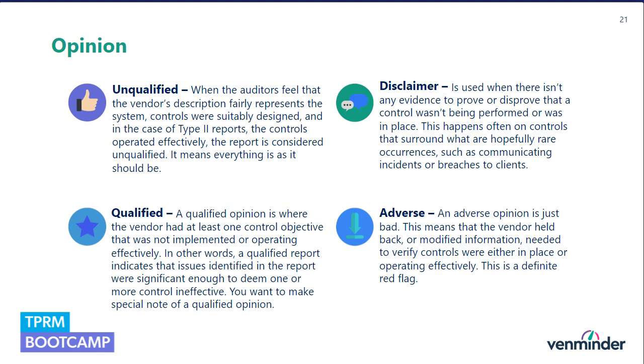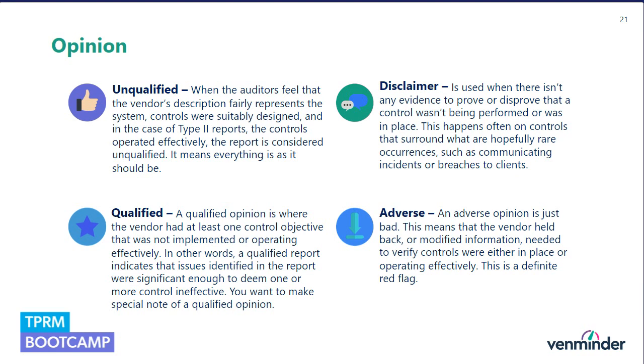But when the auditors feel that the vendor's description fairly represents the system and that controls were suitably designed, and in the case of Type 2 reports that controls are operating effectively, then the report is considered unqualified. It basically just means that everything is as it should be. One thing to keep in mind about unqualified reports is even though that's what you want to see, you can still have a number of exceptions or findings in an unqualified report.